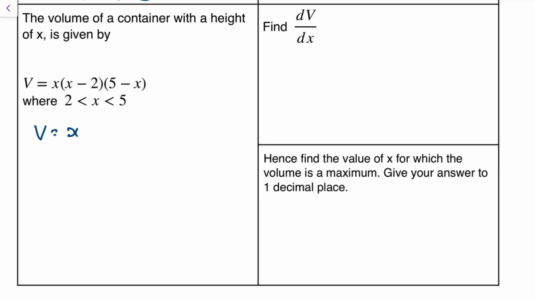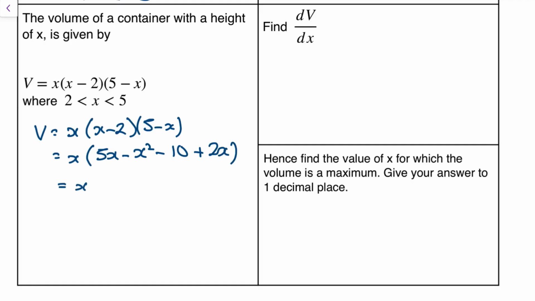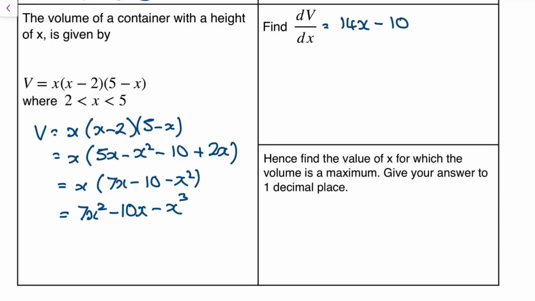The first thing I'm going to do is expand this because I need to differentiate. So x times (x minus 2)(5 minus x) is equal to x times (5x minus x squared minus 10 plus 2x), which equals x times (7x minus 10 minus x squared). You don't need to show all these steps, I'm going to go a little bit over the top here, but anyway, I'm committed now. That equals 7x squared minus 10x minus x cubed. The reason I've done all of that is because it allows me to find dV/dx. So dV/dx is equal to 14x minus 10 minus 3x squared.